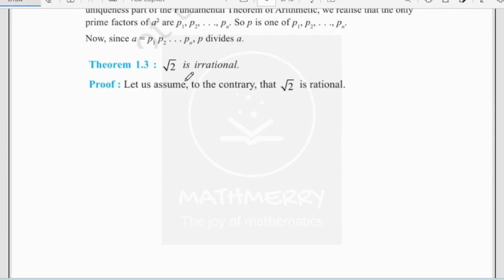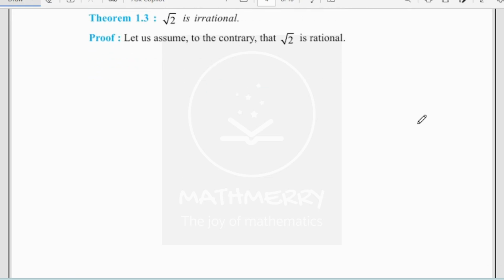Now theorem 1.3. This kind of questions can be asked in exams. It's very common and very important. So what you can do is you can follow the structure. These things we know by common sense, but what we need to do here is use the theorem and follow the steps and show how root 2 is irrational. So theorem 1.3 says that root 2 is irrational. So we are just finding the proof.